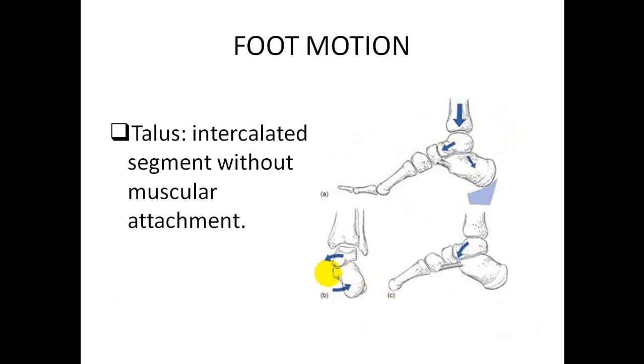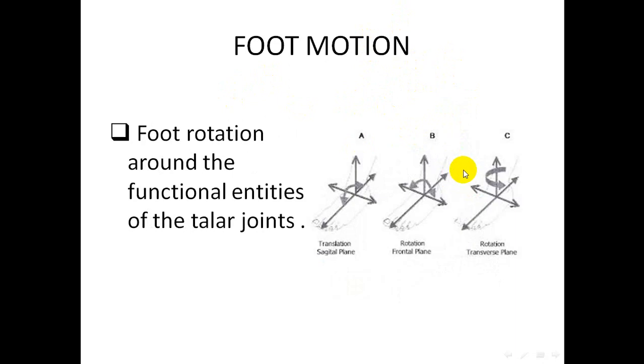In order to study the functional anatomy of the foot, one must study the mysterious bone of the foot, which is the talus. The talus is an intercalated segment without muscular attachment. So how can it move? It can move only by the movement of the intercalating bones, namely the tibia, the fibula, and the calcaneus. The whole foot makes a complex movement around the functional entities of the talar joints.